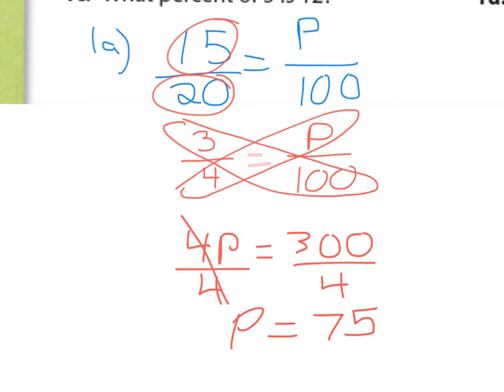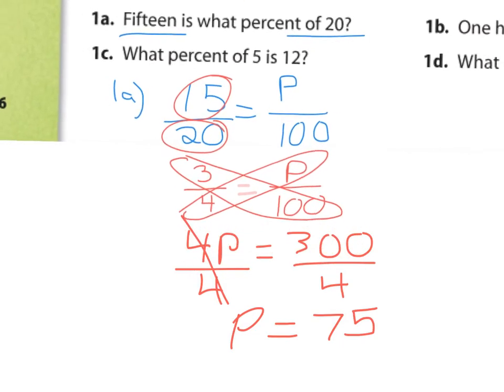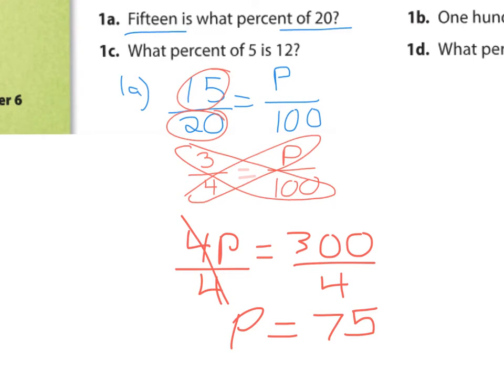The other way that I've taught you before in class is to look at it proportionally. And proportionally means that we have to see what we did to the 20 to make it 100. So we multiplied it by 5. We do the same to the top. Whatever you do to the bottom, you must do to the top. Multiply by 5, and you get 15 times 5 is 75. So 75 out of 100, or 75%.